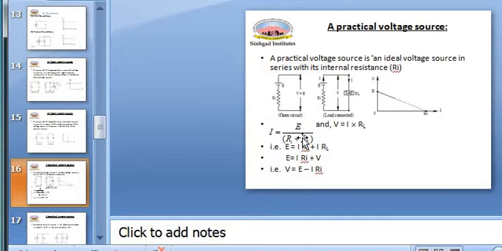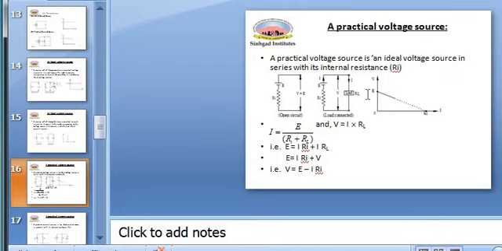What will be the equation of current? As we know, according to Ohm's law, I is equal to voltage divided by resistance. The supplied voltage is E. How many resistances are there in this circuit? In this closed circuit there are two resistances, this internal resistance and this load resistance, and these two resistances are connected in series. Therefore, we have to take the addition of these two. Therefore, I is equal to E divided by internal resistance plus load resistance.